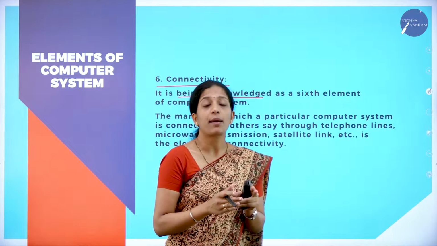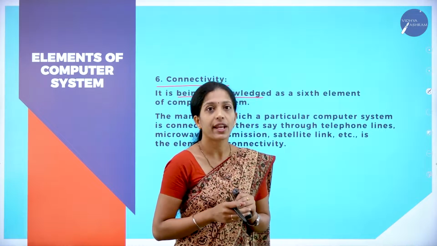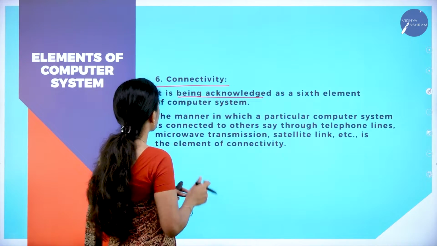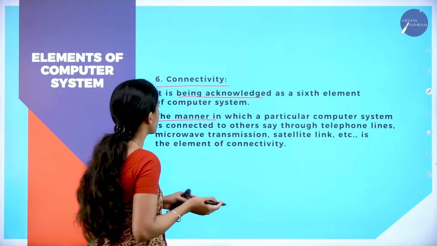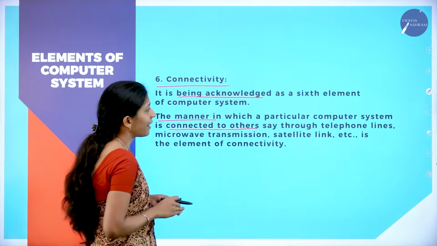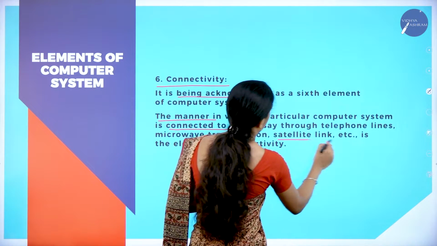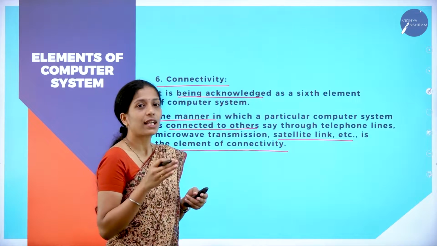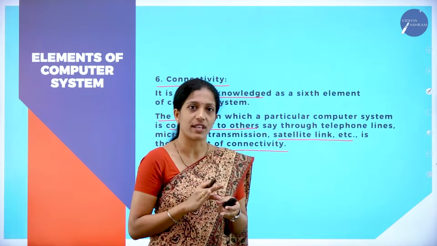Already we have learnt about hardware, software, people, procedure, data, and the sixth one is connectivity. Now let us see what this connectivity is. The manner in which a particular computer system is connected to others, say through telephone, microwave transmission, satellite link, etc. is the element of connectivity. So here the computer system is not alone; it is connected to a number of devices.